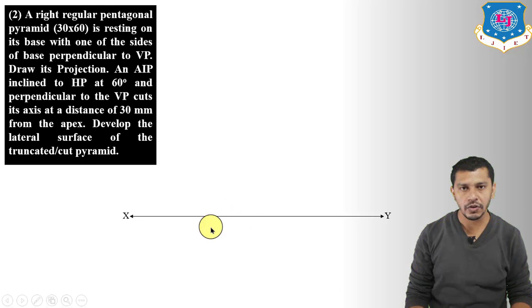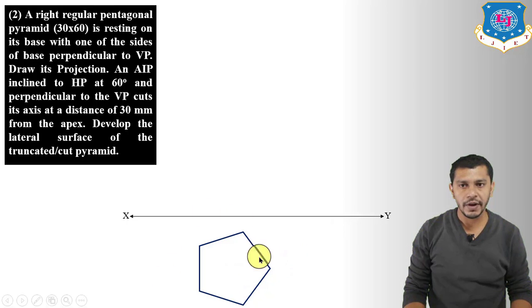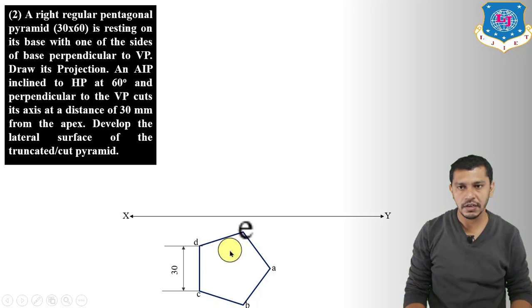So we'll start with the top view, and it will be a pentagon. Draw a pentagon by taking one of the sides perpendicular to the XY reference line, because here we have to show one of the sides of the base perpendicular to VP. If we take a side perpendicular to the XY reference line, it will be perpendicular to VP, because when we are drawing the top view, the XY line represents our vertical plane. So draw a pentagon like this, with one side perpendicular to the XY reference line and side length 30 mm. Mark the points A, B, C, D, E.